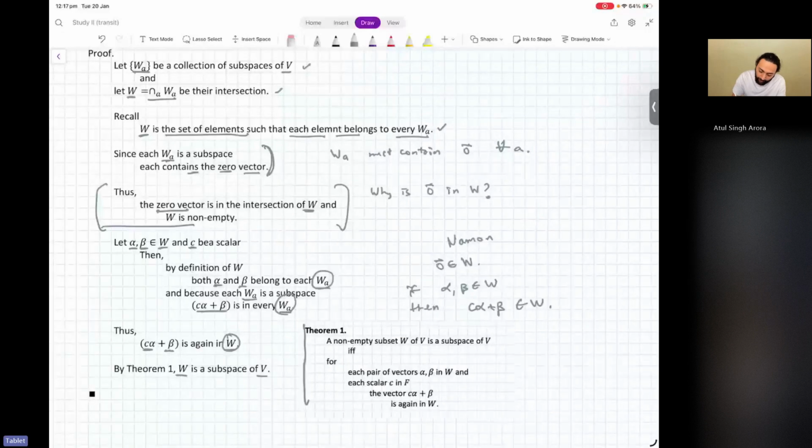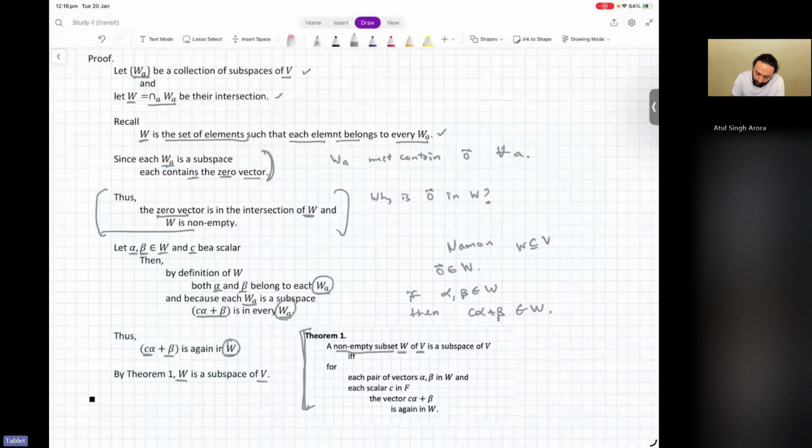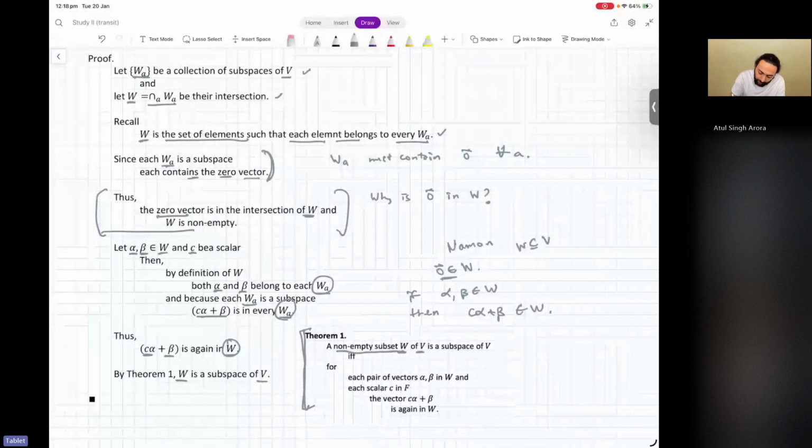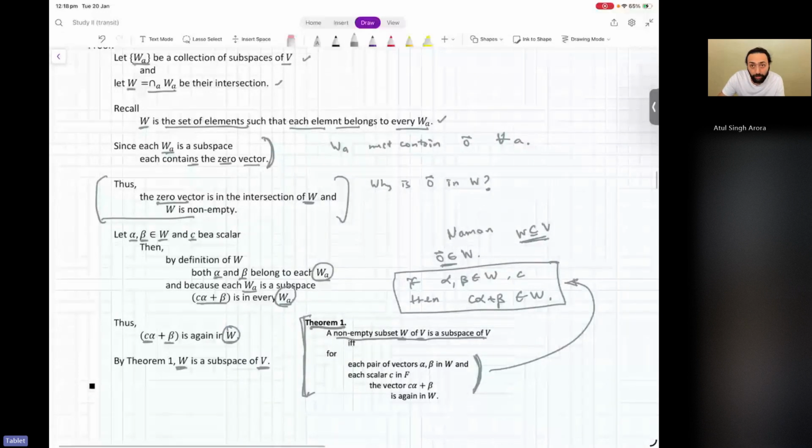Now what was theorem 1? Theorem 1 was saying that W is obviously a subset of V, because it's made of the intersection of subsets. So for any non-empty subset, we know 0 is in it, and we know that it is a subset of V. This thing is a subspace of V if and only if this condition is satisfied. And what is this condition? It is exactly this, for c, alpha and beta. So therefore one can apply theorem 1 and conclude that W is a subspace of V. Okay, does that make sense? Perfect. Thank you so much, Naman.